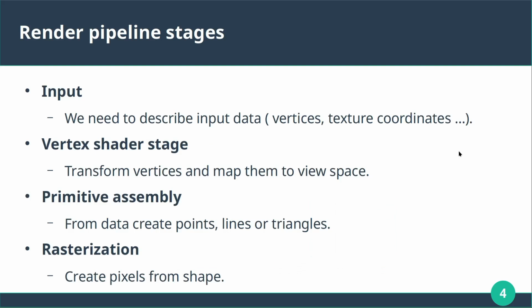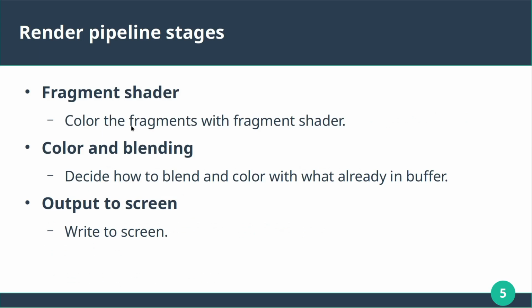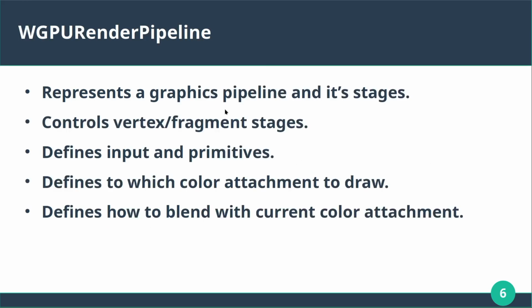So I just prepared some points, but we already discussed this. Input: we need to describe our input data. Then we have the vertex shader stage, that's the programmable part. It's mainly responsible for transforming vertices and mapping them to view space. Primitive assembly: we can say draw points, draw lines, draw triangles. Rasterization: we create pixels from the shape. Then the fragment shader, once again a programmable part of the pipeline. We have direct control over it. We color those pixels or fragments. Color and blending: decide what to do with blending, then output, write to screen.